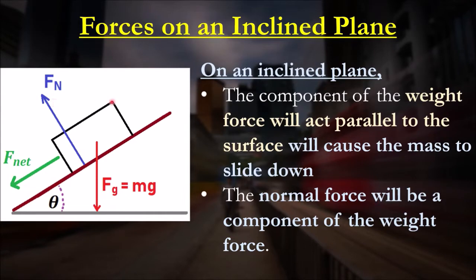What we actually find is that if the normal force and gravitational force are in slightly different directions, not direct opposites of each other, then you might create a net force on the object. And that's why when you place an object on a slope, it might slide down, because of this difference between the normal force and the weight force. And so what do we have here? The component of the weight force acting parallel to the surface will cause the mass to slide down.